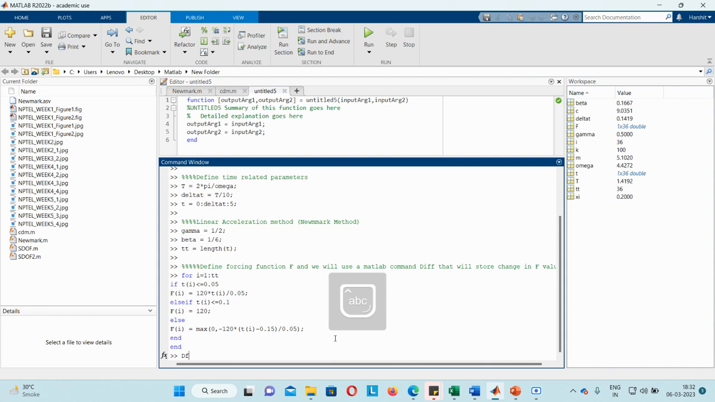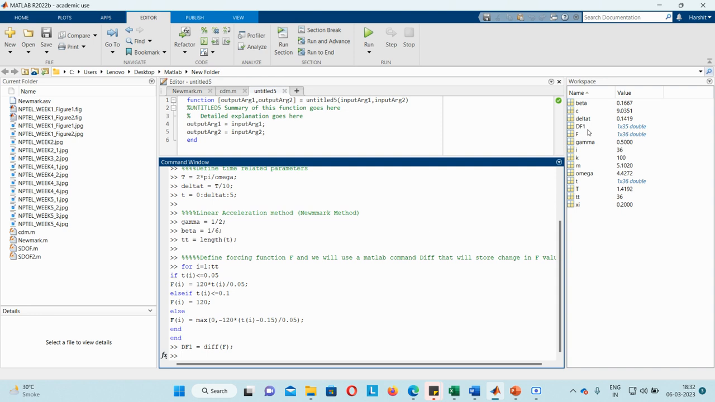So I will define df1 as a parameter equal to diff of f. Between two consecutive points it calculates the difference. So you can see df1 is a 35 point parameter, because when it reaches the 36th point there will be no additional 37th point, so it is a 35 point parameter. Okay, so I hope this part of the code is clear.